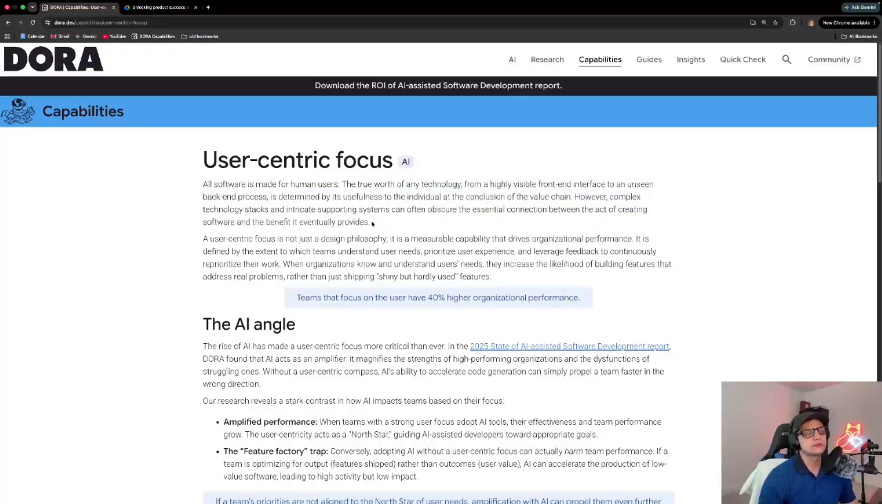Let me read this first paragraph because it's a little bit jargon heavy. When we go through it, it'll start to kind of make sense. All software is made for human users. The true worth of any technology, from a high visibility front-end interface to an unseen back-end process, is determined by its usefulness to the individual at the conclusion of the value chain.